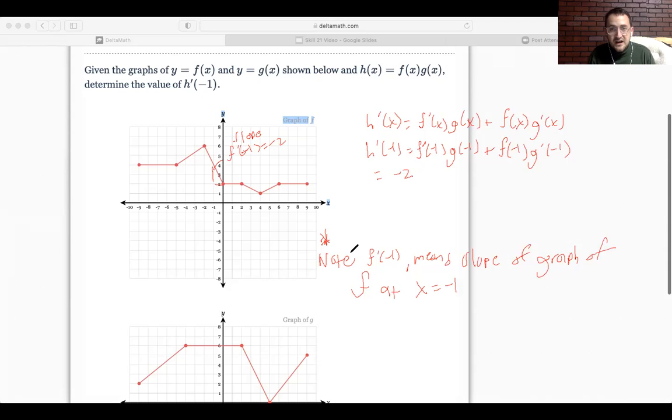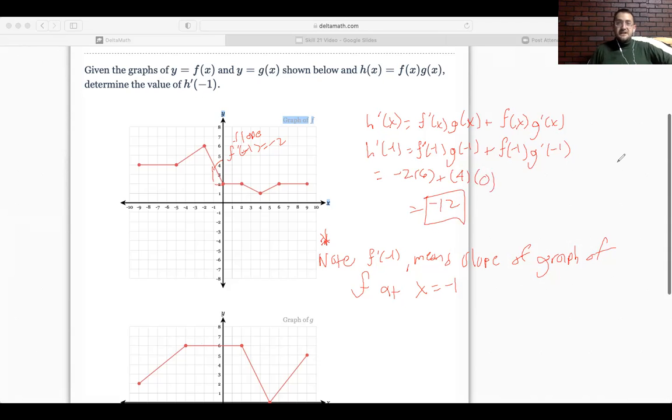Our g of -1 is right there. I'll look for that, and that is 6. Our f of -1 is 4. And then the slope of g is 0. So we get to -12 on that.